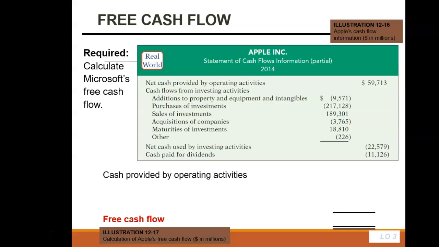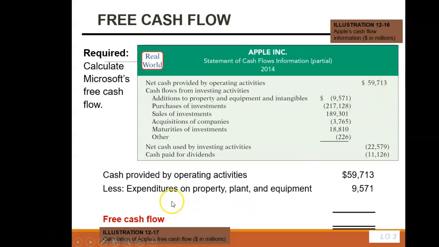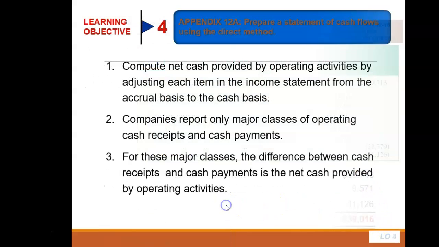Okay? So if you take a look at Apple Inc. to determine their free cash flow, we will show the cash from operating activities, $59,713, less any expenditures on what we call capital expenditures, which you see for PP&E was $9,571, less the cash paid out for dividends, and their free cash flow total is $39,016. Okay, and again, these numbers are in millions, so you add six zeros to each of those numbers.